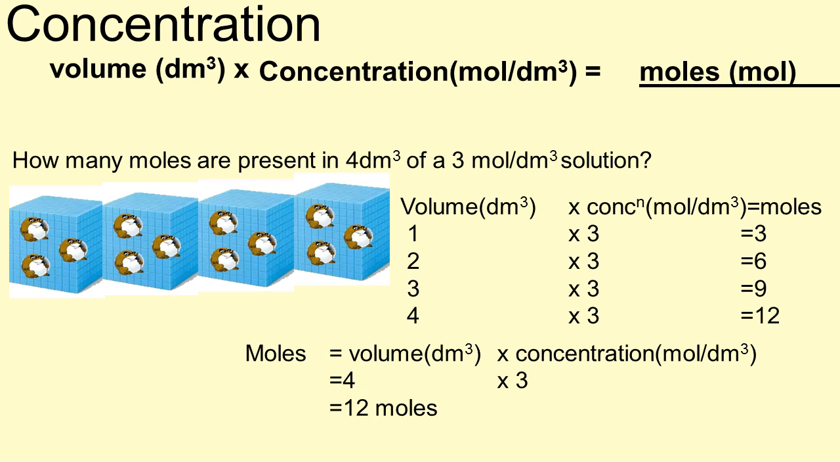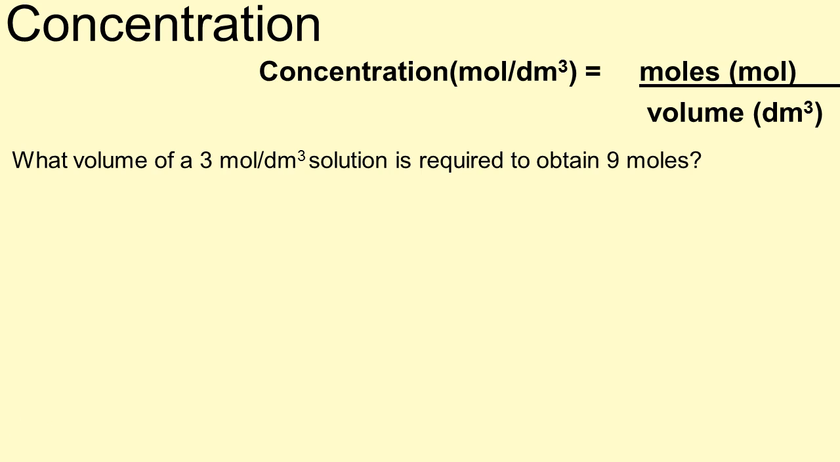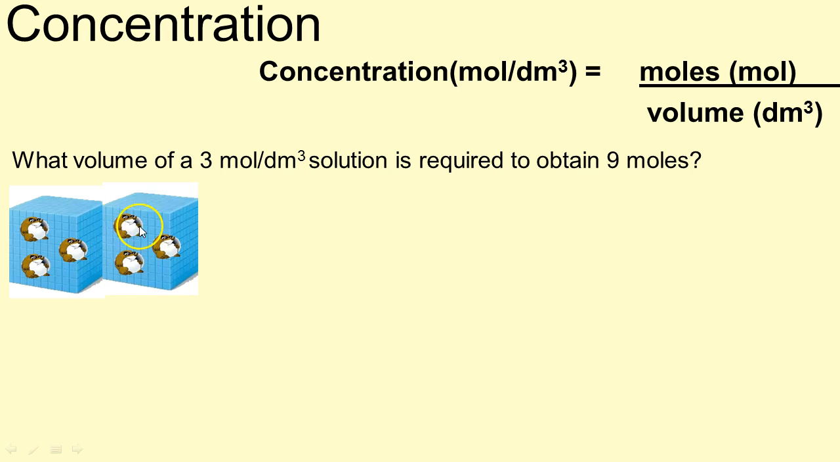The final question type is, what volume of a 3 mole per decimeter cubed solution is required to obtain 9 moles? If we start off with 1 cube containing 3 moles, this is 3 moles per decimeter cubed. If we add an extra cube with 3 moles in, we can see here 2 decimeters cubed has 6 moles. If we add another cube with 3 moles per decimeter cubed in, we can see 3 decimeters cubed contains 9 moles. So what we're doing here is we're assuming the concentration remains the same and increasing the volume.